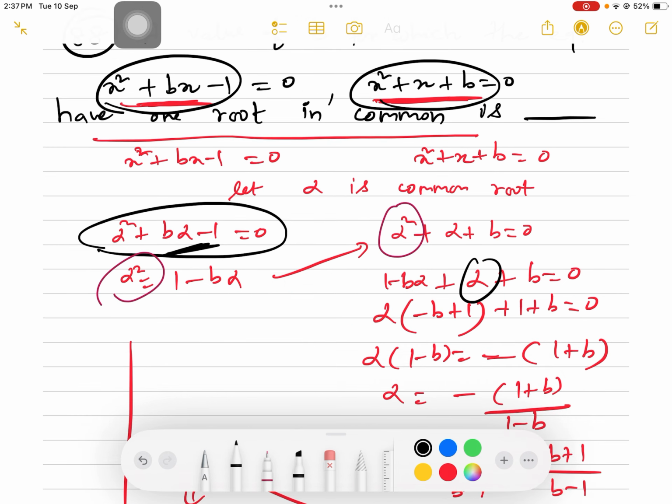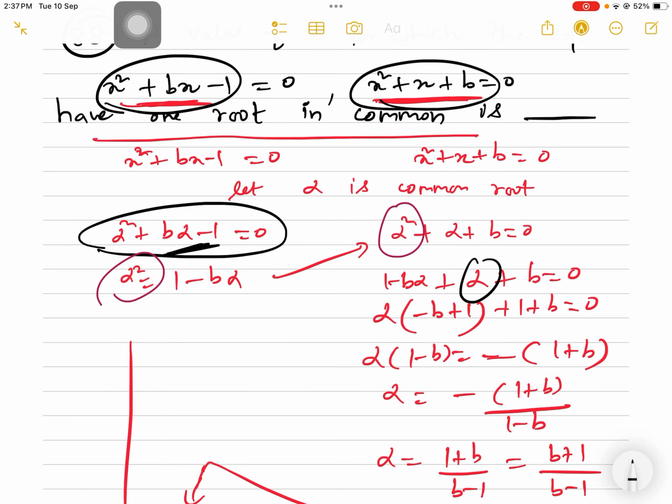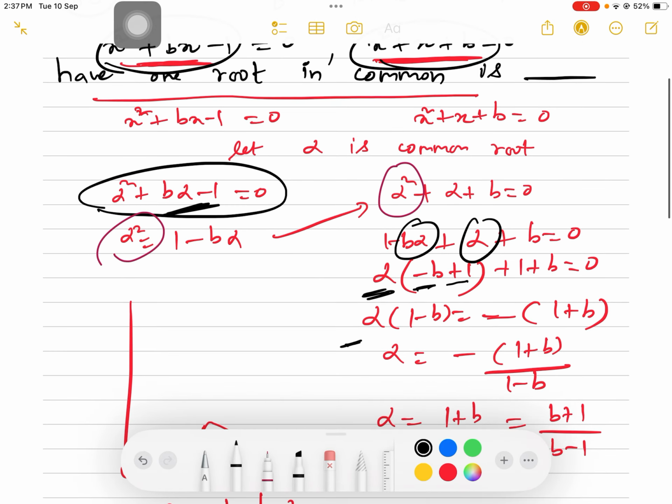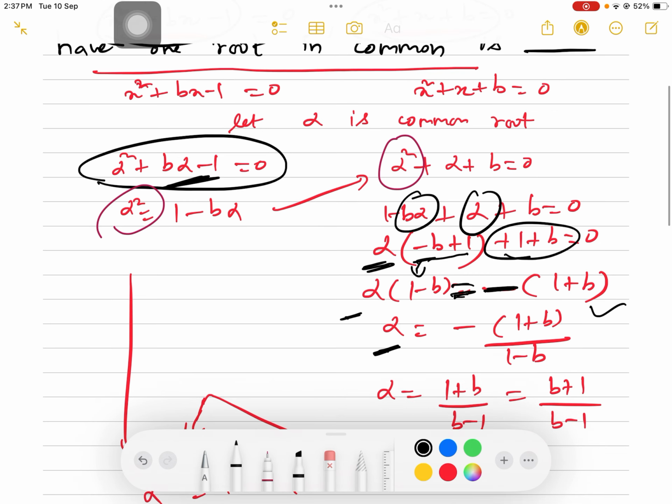After that, here we have alpha and here also we have alpha. So I took alpha common from these two terms. From this term, minus b plus 1 is left, and the plus 1 and plus b I wrote at the end. After that, alpha is common: alpha into 1 minus b equals to this, which I shifted to the right side. After going to the right side, taking minus sign common, so minus 1 plus b, alpha equals minus 1 plus b, denominator 1 minus b, correct.